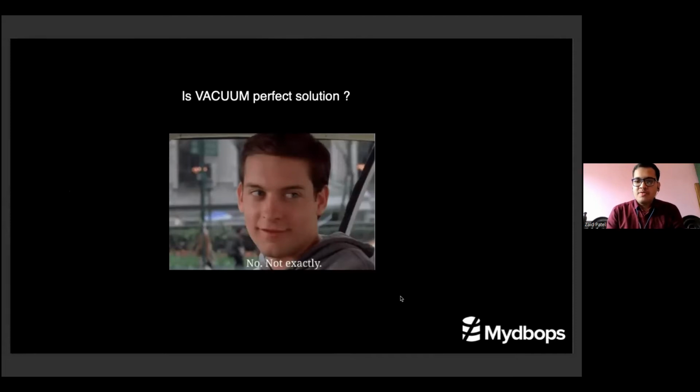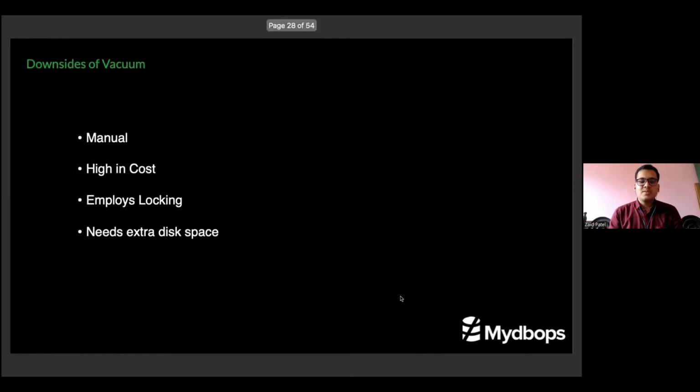So is vacuum the perfect solution to this thing? Actually not. So here are some of the downsides of vacuum. The first thing is it is manual. It requires human intervention, and we humans are not that good at doing repetitive tasks or maintaining things. The second thing is it is high in cost. As I said, it requires a good amount of CPU and memory and disk as well. The third thing is it employs locking on the table. The tables that are being vacuumed will not be accessible, and it also requires extra disk space in case of vacuum full, where we need to rebuild the table.